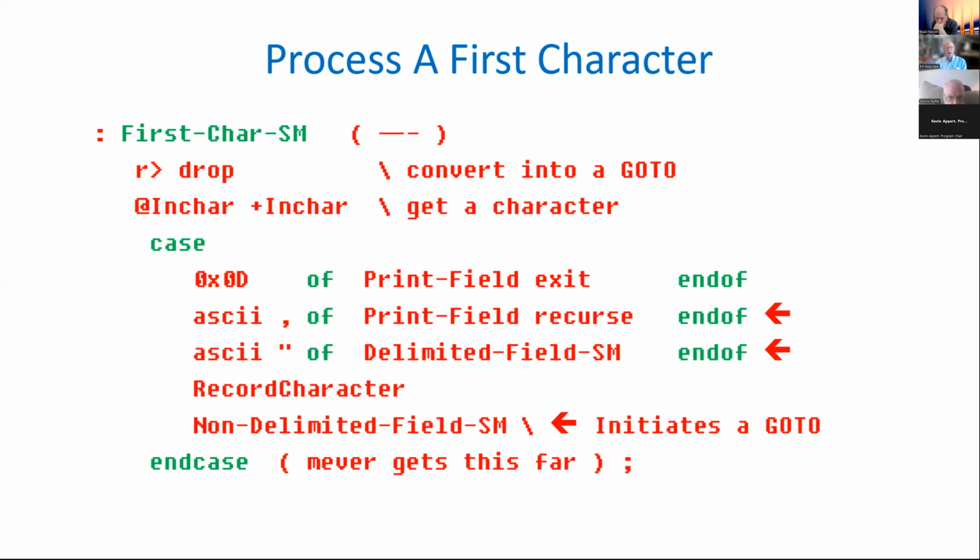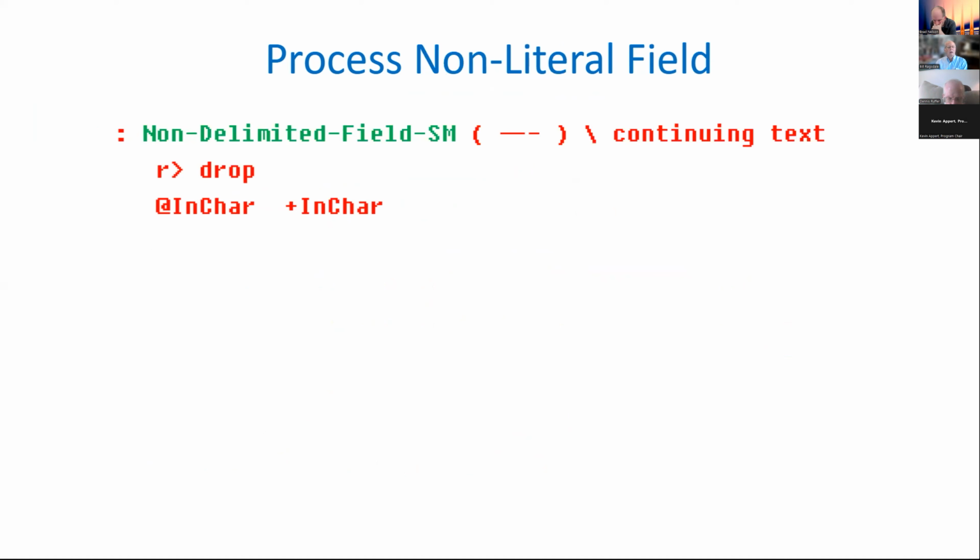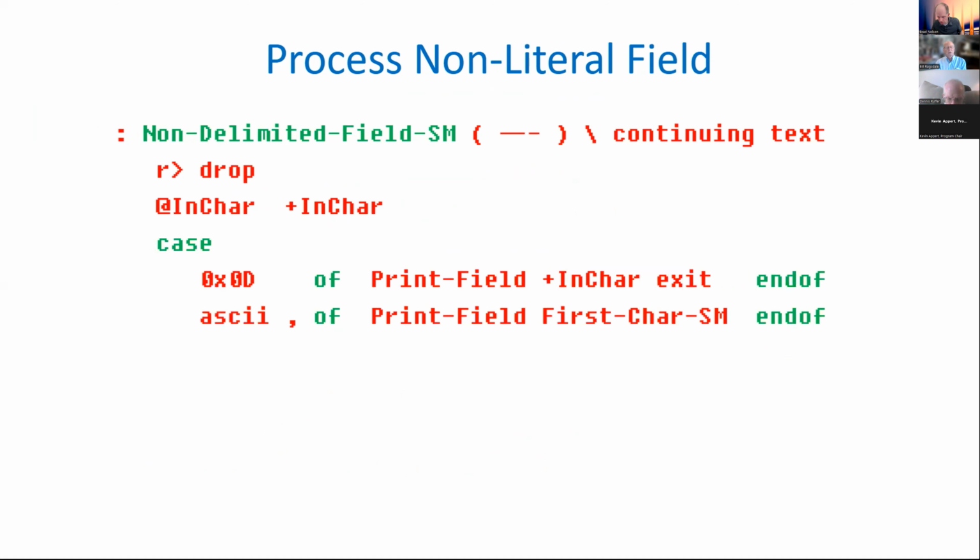Lacking all of that, we have a non-delimited field, ordinary characters, which is recorded. We then go to a non-delimited field, and that works in this fashion. Again, the non-delimited field is a state machine node, so it will drop its return calling address. It will get an input character. In this case, it's a little bit simpler.